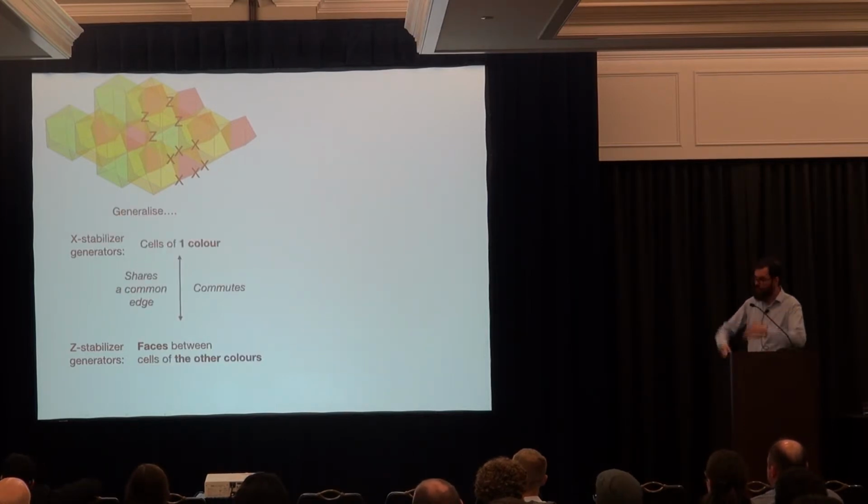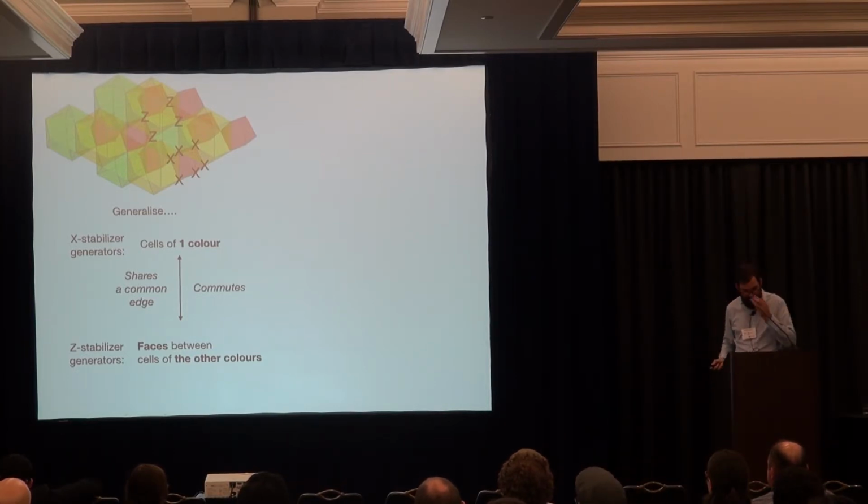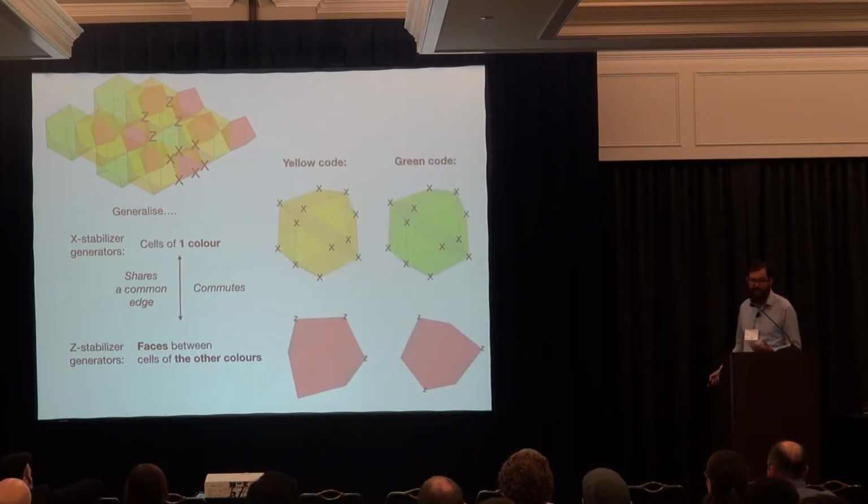And we can, of course, abstract this and just say that X stabilizer generators are defined by cells of one color, and Z stabilizer generators are the faces between the cells of the other 2 colors. And the fact that these 2 things share a common edge, and an edge has 2 qubits on it, means that these generators will commute with one another. So when we do that, we get 3 different codes, and this is what they look like.